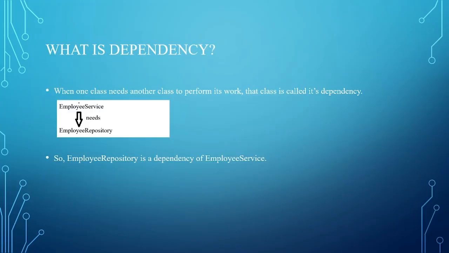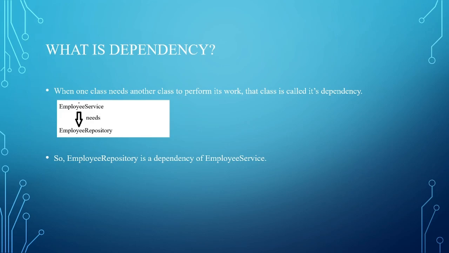So what exactly is a dependency? A dependency simply means that one class needs another class to perform its work. In our example, the employee service needs the employee repository to perform the operations related to employees. So the employee repository is a dependency of the employee service. For example, a car class needs an engine to run, so the engine is a dependency of the car.